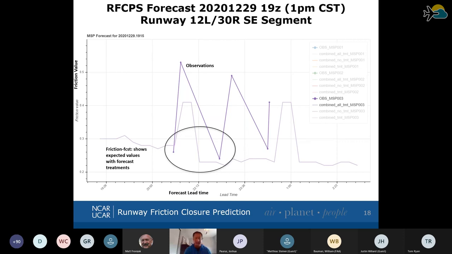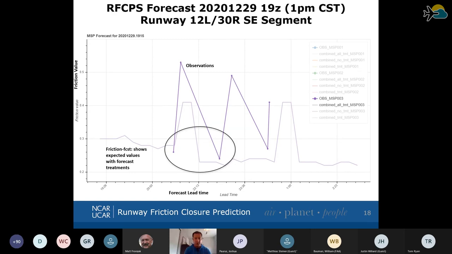coincidentally, we had a treatment that was forecast basically at the same time that MSP treated the runway. Again, forecasted treatments and actual treatments don't line up in time. That would have been phase three. We're going to try to line those up. But we have a reaction of the friction model. It reacts up to some recovery. The recovery isn't quite as high as the observed value, which goes up to 0.5.